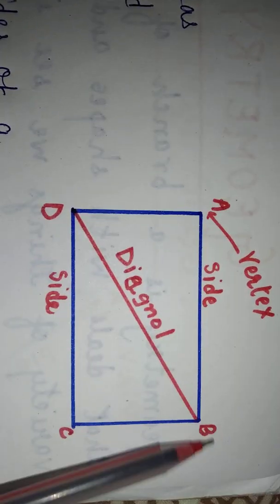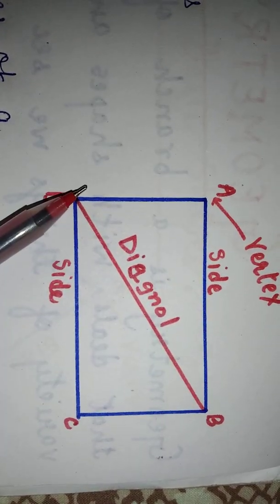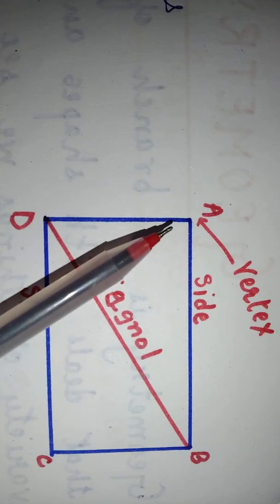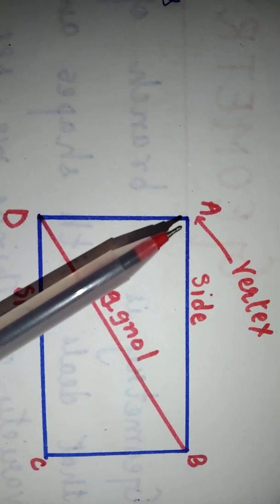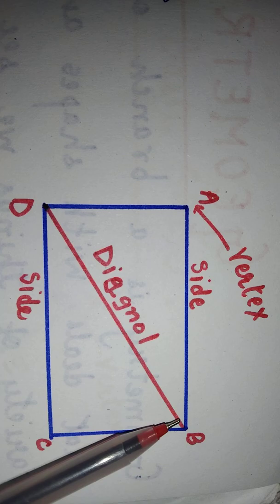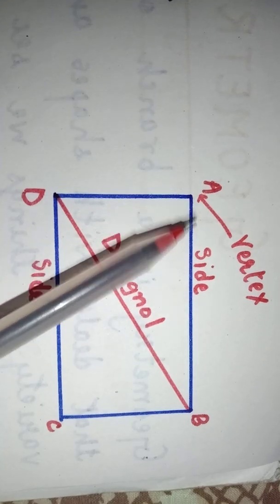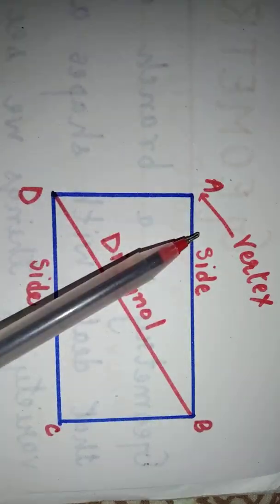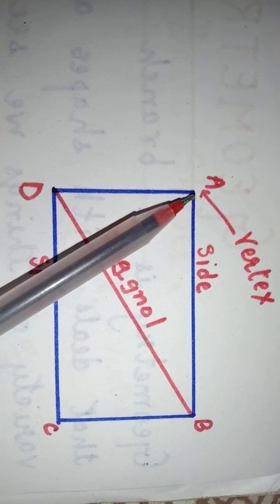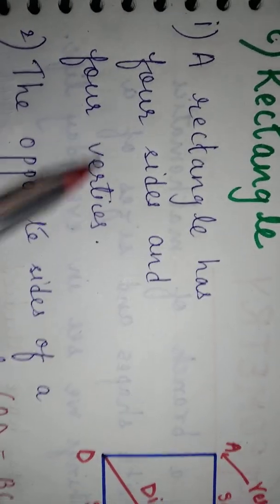As you can see in this figure, it has four sides: side AB, side BC, side CD and side AD. Okay, so a rectangle has four sides, and since it has four sides, it has four vertices also. Vertex A, vertex B, vertex C and vertex D. The meeting point or the junction of two lines, the V-like structure, is known as a vertex. So here a rectangle has four sides and four vertices.